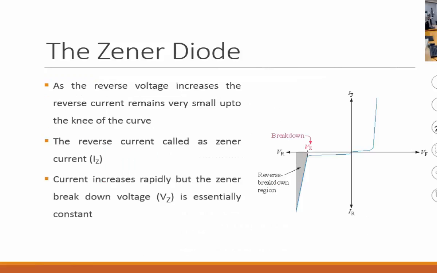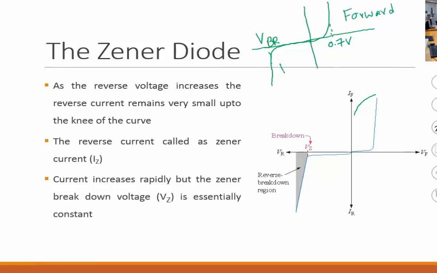So these are the characteristics of a Zener diode. First, if you remember, the traditional diode characteristic is like this. All you need is about 0.7 volts and you are in the forward bias condition. This is when you are in forward. And when you are in reverse, this is usually your breakdown. So this is the reverse.